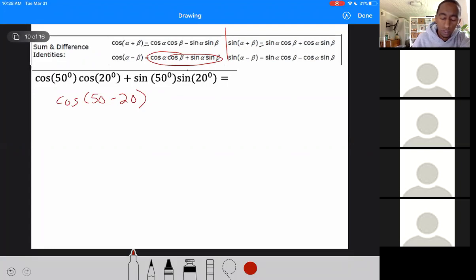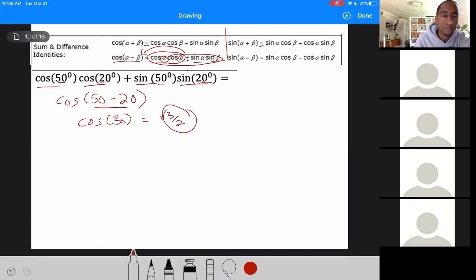Because it's cosine times cosine. We have that here, cosine times cosine, plus sine times sine. We have that here, sine and sine. And alpha and beta are the same across the board. So we can actually combine them and go backwards and write it like that, right? And then this would just be cosine of 30, right? And then cosine of 30 is just square root of 3 over 2.